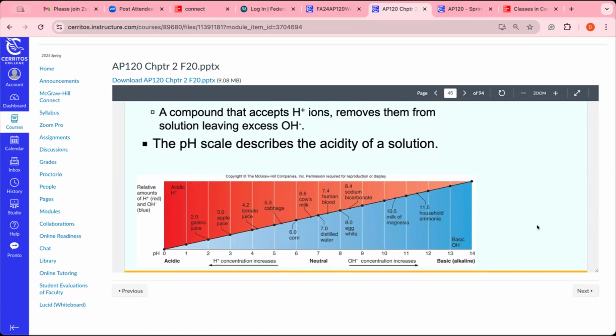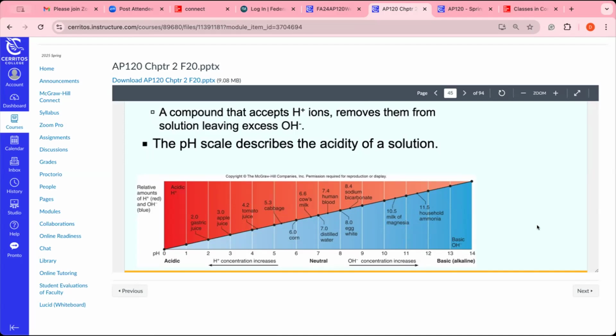If you have an acid stomach, if you've heard that, when you have too much acid in your stomach, they'll have you take something like milk of magnesia or Pepto-Bismol. Those are basic compounds, not basic like simple, but basic like removing acid from your system. So the scale goes from 0 to 14, okay?